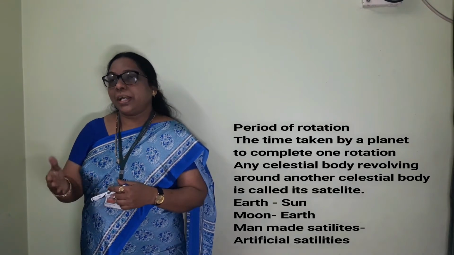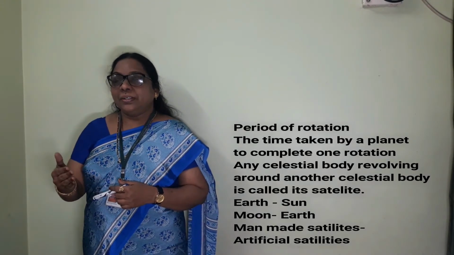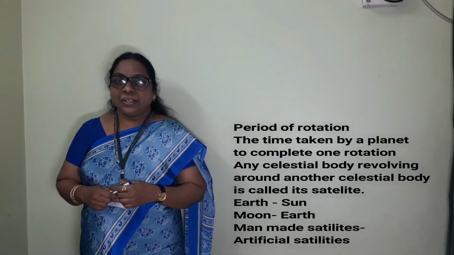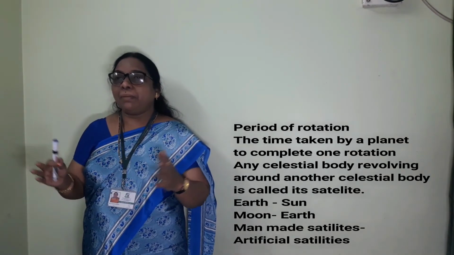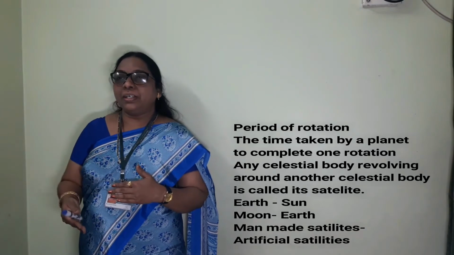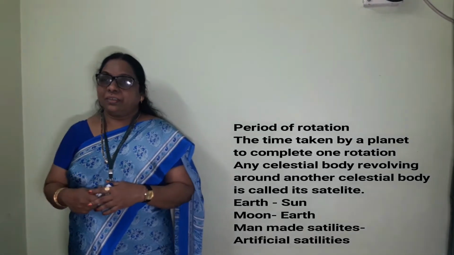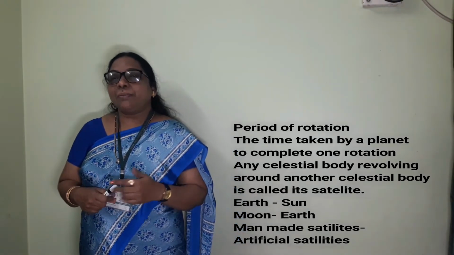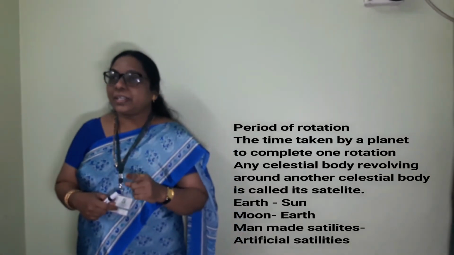So the Earth can be said to be a satellite of the sun. The Moon is a satellite of the Earth. Along with that, there are many man-made satellites revolving around the Earth. These are called artificial satellites. Okay, children? Yes. Let me say that the Earth can be said to be a satellite of the sun, and the Moon is a satellite of the Earth.